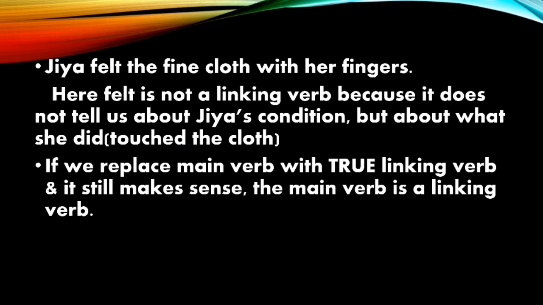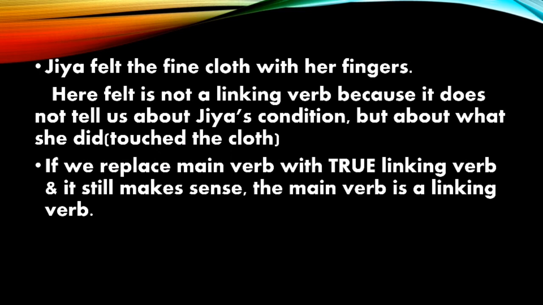Gia felt the fine cloth. That means she touched the fine cloth with her fingers. So action हुआ है. There's no linking verb because action is performed, right? Because from this sentence we cannot get Gia की condition क्या है. No, we are getting that Gia is doing something. She did something. She touched the cloth. So action is performed, right? Now the next feature that we are going to see is.